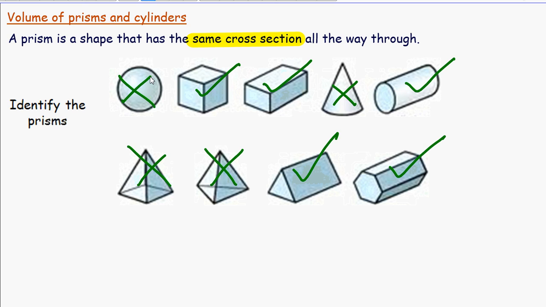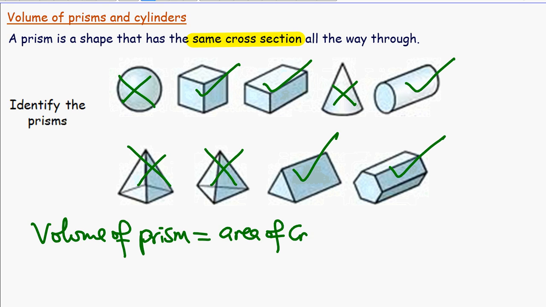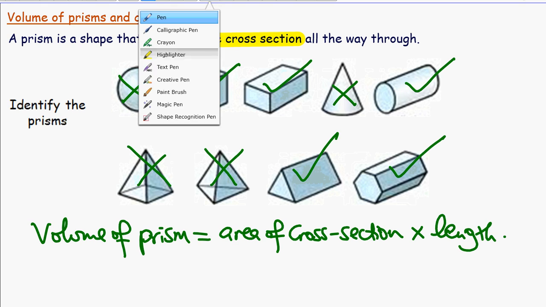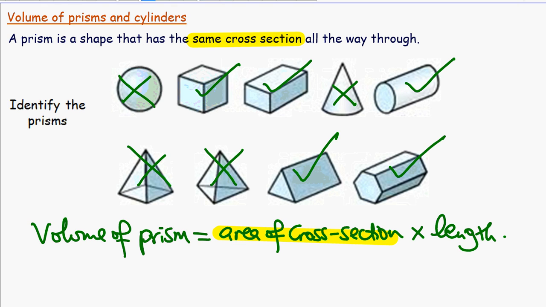Now, why is this important? We can use this idea to find the volume of a prism. The volume of a prism is equal to the area of cross section multiplied by the length. So if we can find the area of the cross section, then we can just multiply it by the length and we get the volume of the prism.